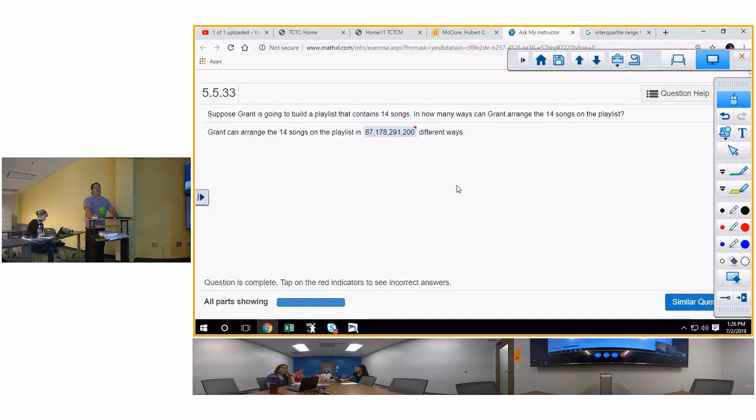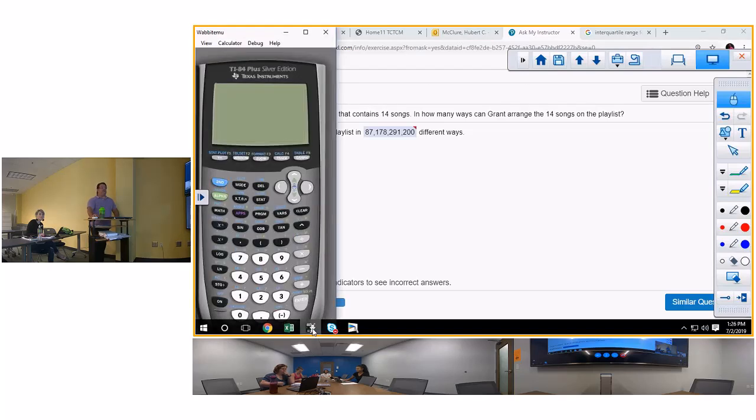Suppose Grant is going to build a playlist that contains 14 songs. In how many ways can Grant arrange the 14 songs on the playlist? Well, that'd be 14 factorial, would it not? Because they don't give you anything else. So let's do 14 factorial. Math, probability, factorial, and enter. Yep. So you would have to write that.